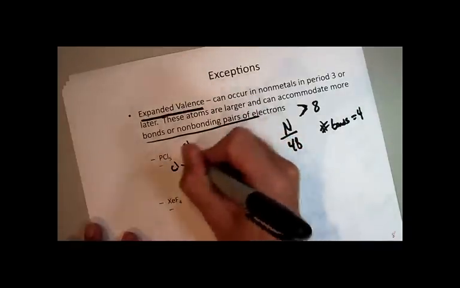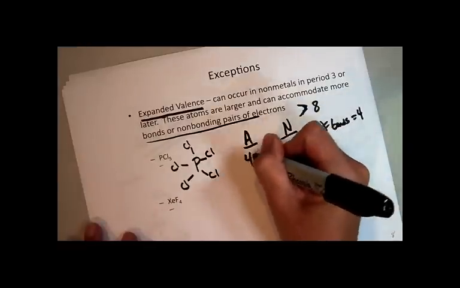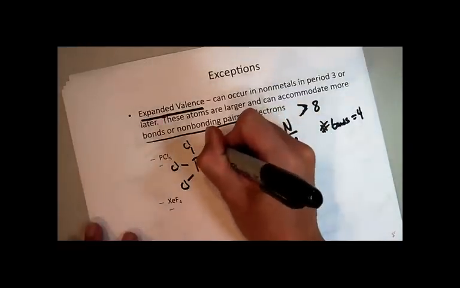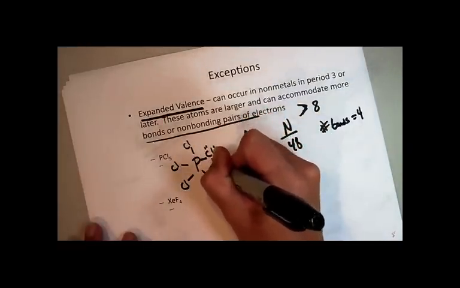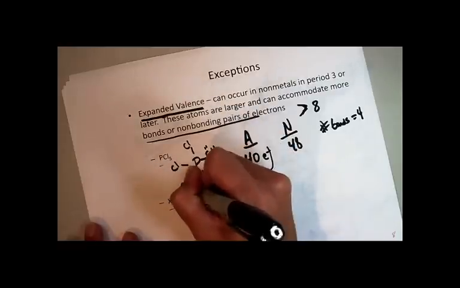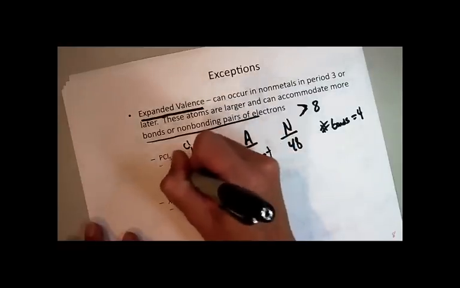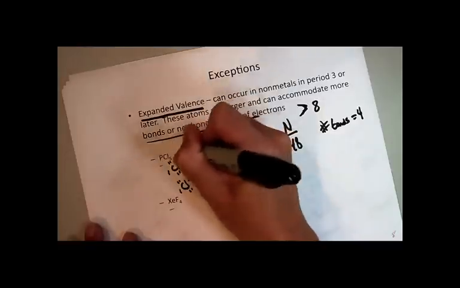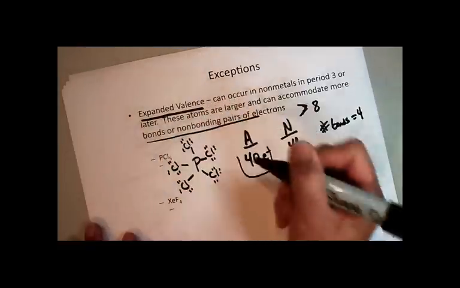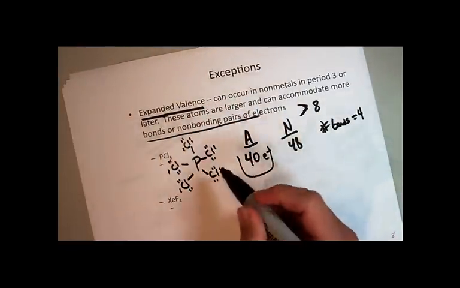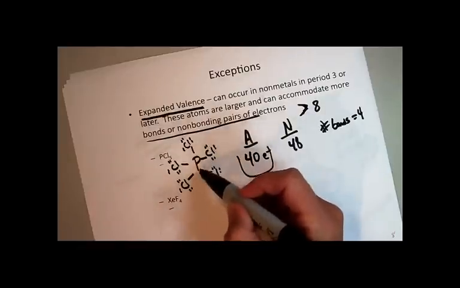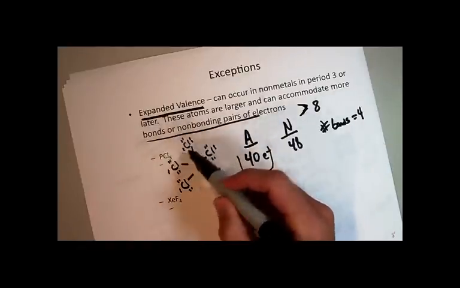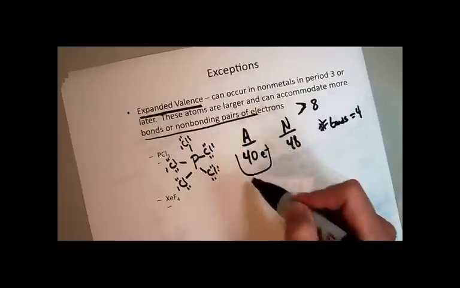And that used 10 of your 40 electrons that were available. Then you start putting your non-bonding electrons on the terminal atoms, and when you do that, you use up the rest of your 40. And that's actually what we call an expanded valence. The phosphorus has 2, 4, 6, 8, 10. The chlorines all just have 8. We've used all of our available electrons.